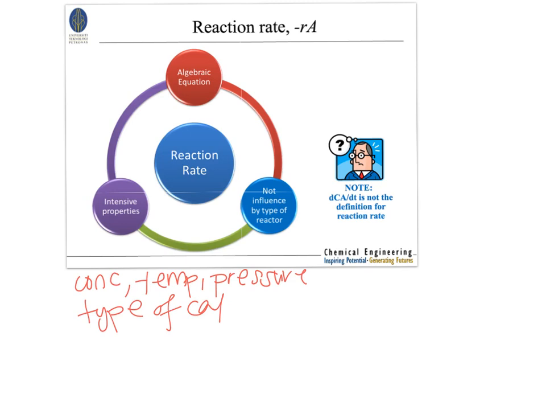Okay, why did I say that? Because dCA over dt, the change of concentration over change of time, equal to minus rA, is only valid for a batch system, where it is a closed and rigid system. So it's not the general definition for the reaction rate. And last one, reaction rate is not influenced by the type of reactor. Whether it is batch or CSTR, the reaction rate is the same.